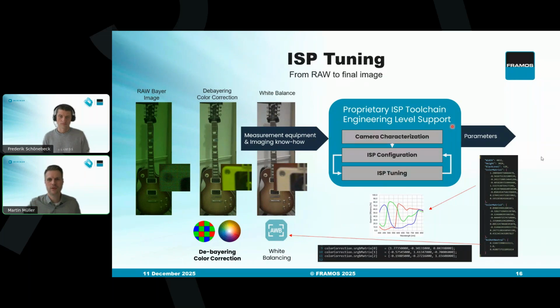So this is the process we usually do at Framos for our camera modules to produce images that are similar, like white balanced images. And you can see here some examples. This is the color correction matrix that was found in the raw image of the iPhone. And here we have the color correction that is applied within the NVIDIA ISP.